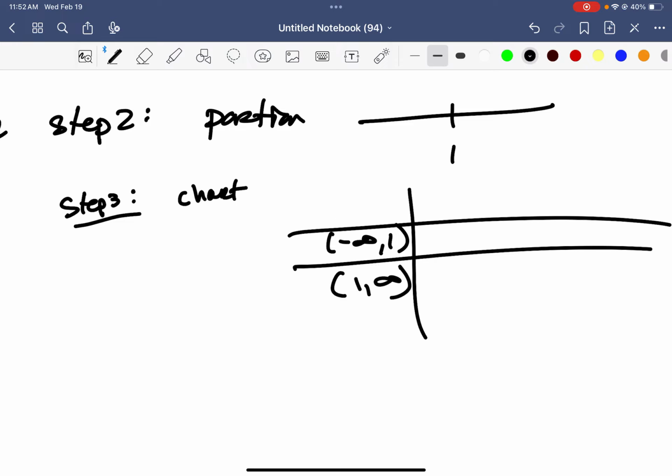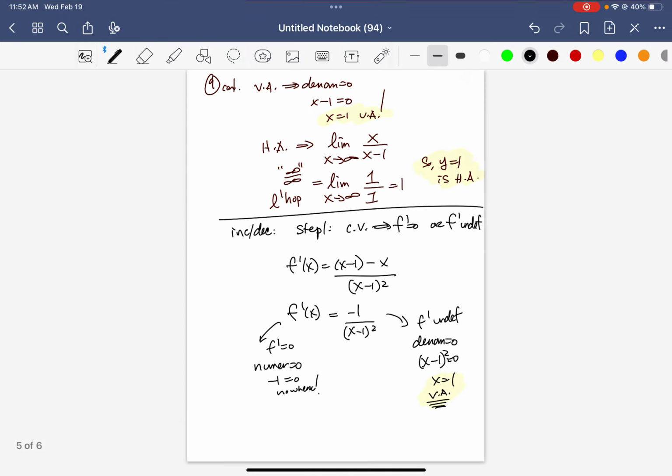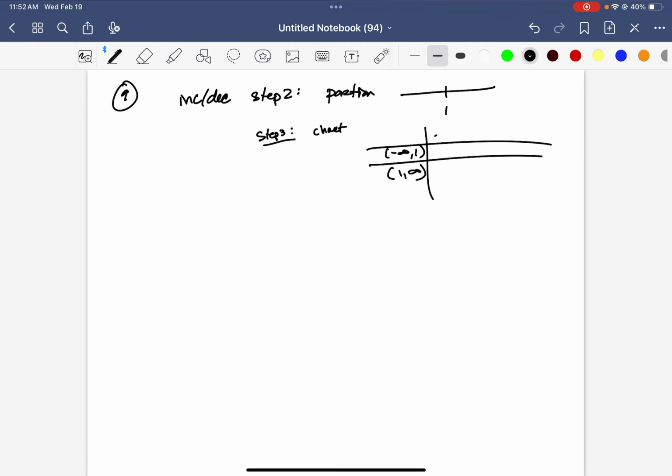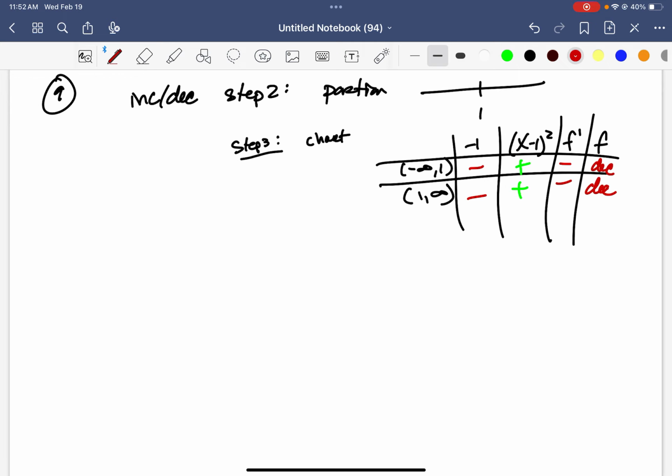We're going to do our chart, but this time our factor is going to be negative 1 over (x minus 1) squared. We could have seen earlier that the numerator is always negative and the denominator is always positive. It turns out that the derivative is always negative, which means this function is always decreasing, which is pretty interesting.